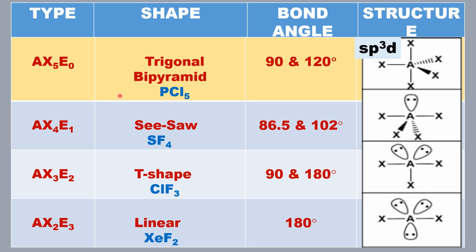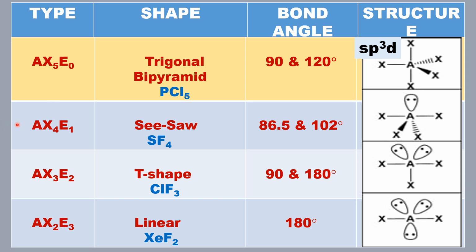Okay, let us now consider AX5 type without lone pair, only bond pair. This is a regular geometry because there is no lone pair. PCl5 is an example, with trigonal bipyramidal geometry, sp3d hybridized. The central phosphorus atom is sp3d. It has both axial and equatorial chlorine atoms, therefore 90 degree and 120 degree bond angles respectively.